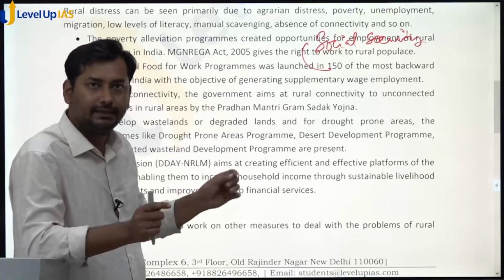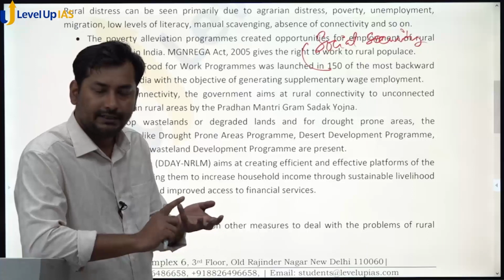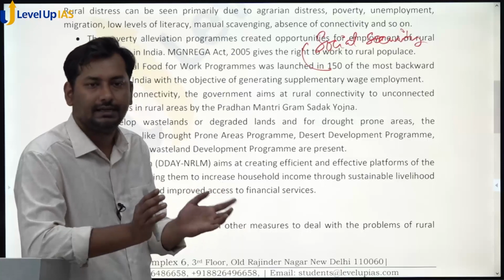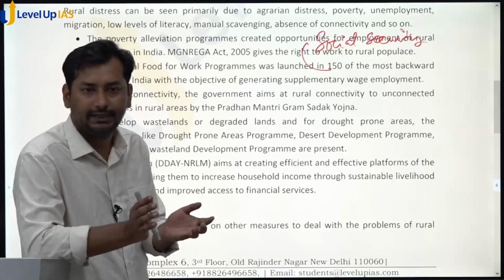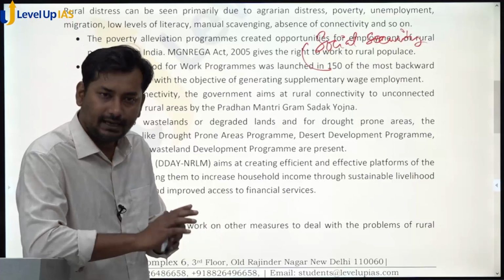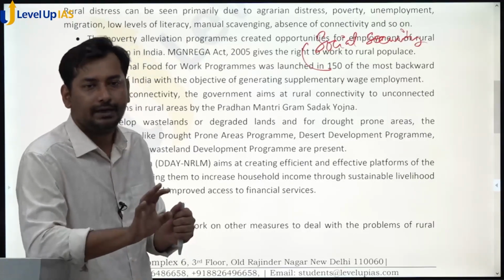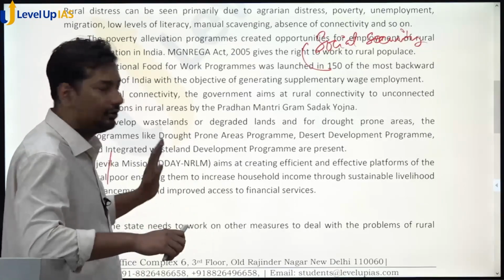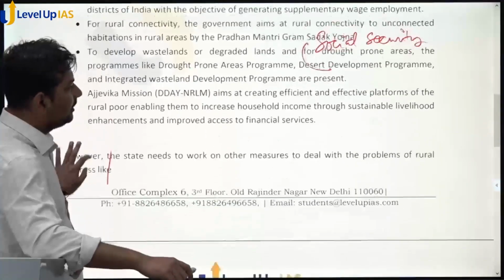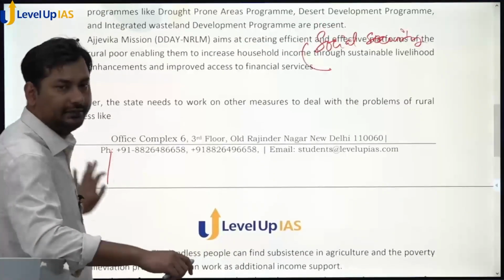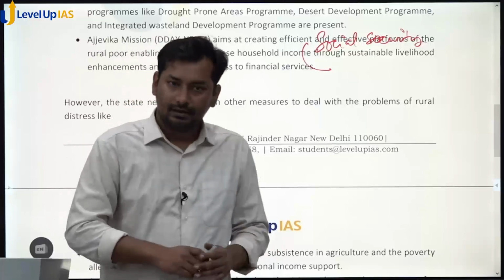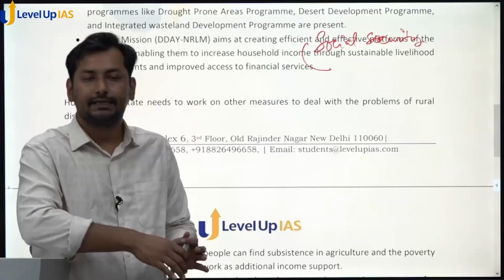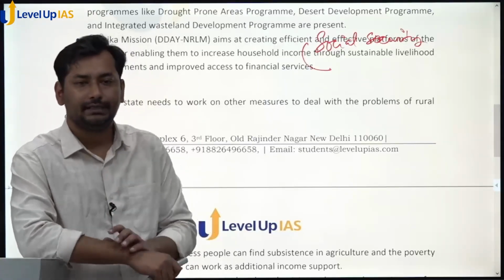And why is there rural distress? Because there is unemployment, less literacy, low connectivity. These are examples of rural distress. Poverty is also a form of rural distress. Then if caste norms are adhered to in societies, that's also an example of rural distress. So write about all these things. But somehow these social security programs have not been very successful in India. They have been successful, but not very much. So what are the reasons for the successes and failures of poverty alleviation programs?